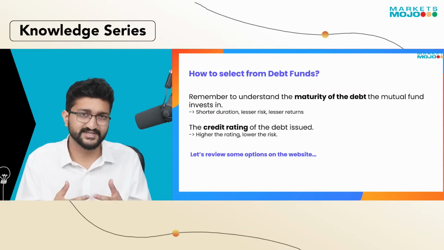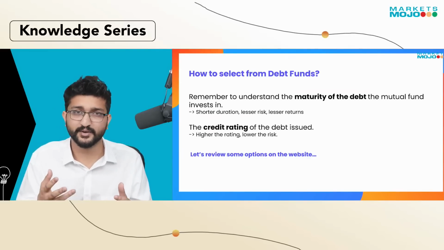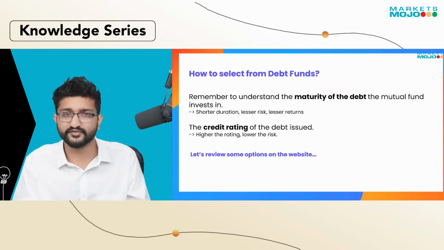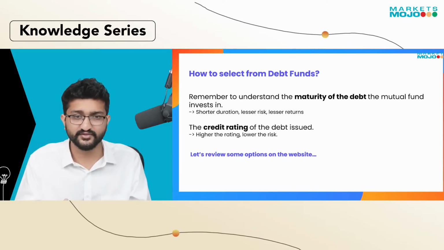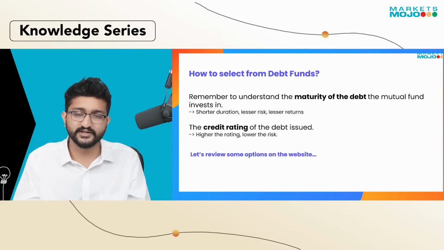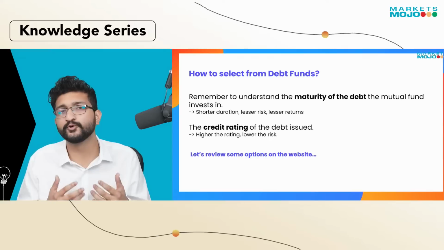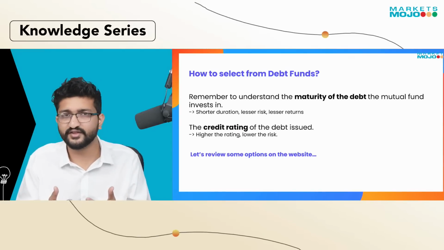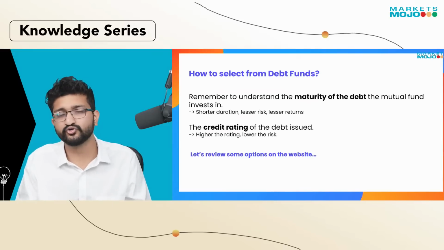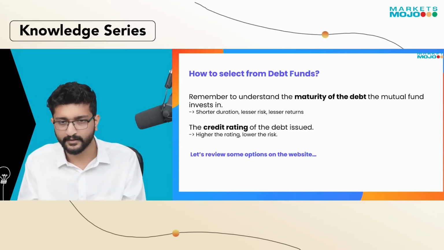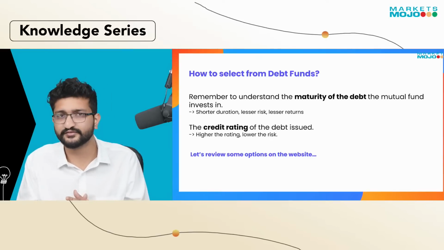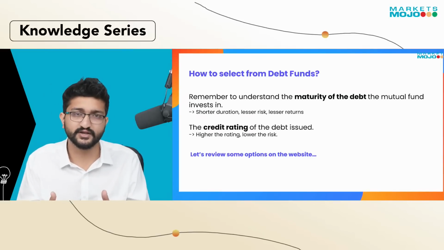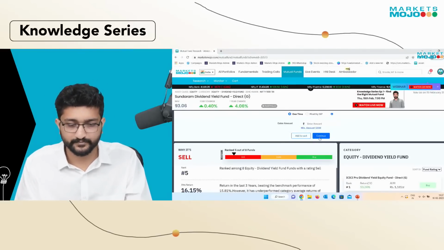I don't know if many of you actually understand credit ratings, but if it's a AA plus credit rating, it has a higher credit rating and it's safer to invest in versus the lower ones, A, BB, C, and so on and so forth. So higher the rating, lower the risk. So when you want to put your money in debt, simply remember these 2 points I've said. Because when you understand these 2 points, it will be easier for you to decide which debt mutual fund to put your money in. I'll take you on the website and show you some of the different debt mutual funds and how you can think of adding them to your portfolio.